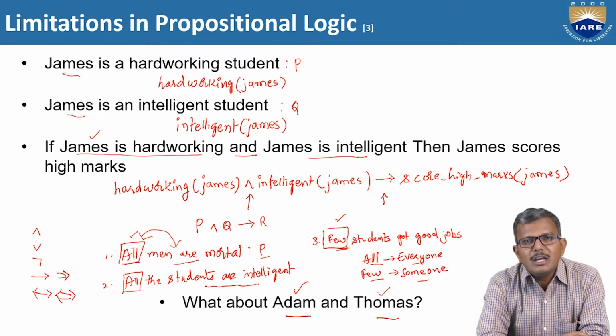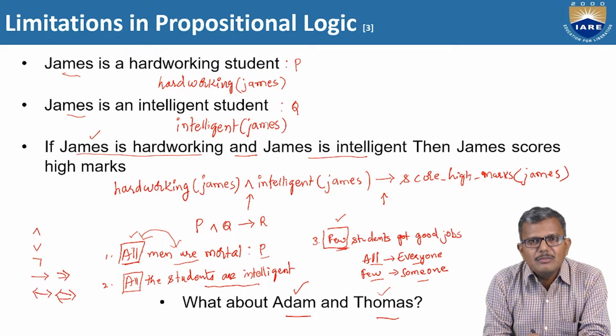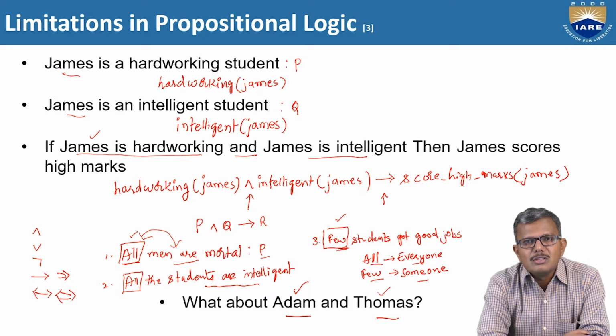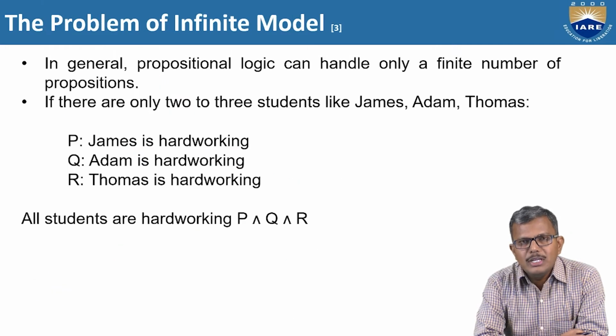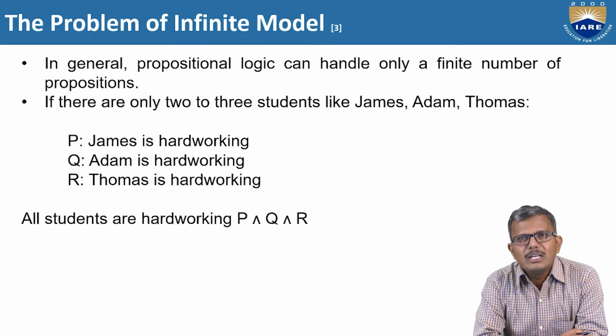This important thing has made us understand and learn predicate logic, where we can represent even these kinds of words, like all, everyone, few, someone. We will see some examples, and we will try to understand the difference between the representation in propositional logic and in predicate logic. So here what happened? We have moved into an infinite model.